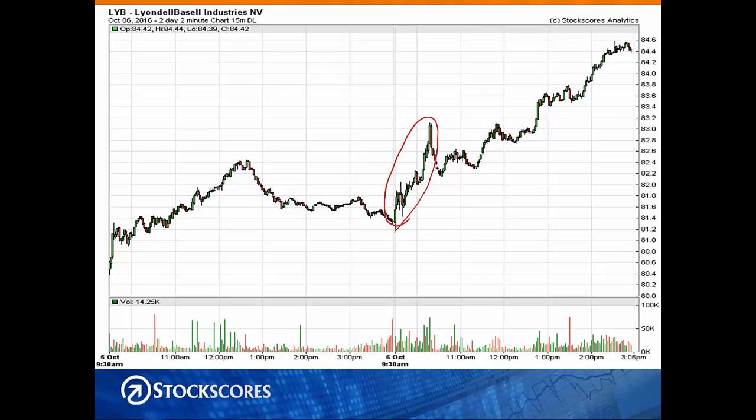And remember, in this case this is a 2-day, 2-minute chart. This is the start of trading today, 6th of October, 9:30 a.m. Eastern Time. At the open, the stock started at about $81.40, and in the first hour, it had risen to $83. There was a lot of price change there. Then price went down a little bit, and then it went up a little bit, and then it went down. But notice that each of those price swings was getting narrower and narrower.